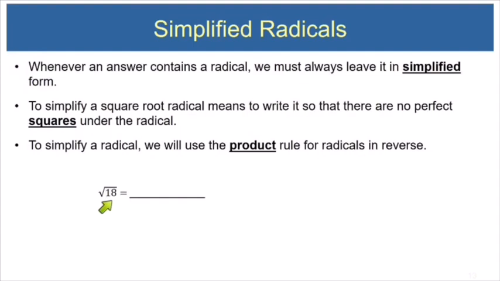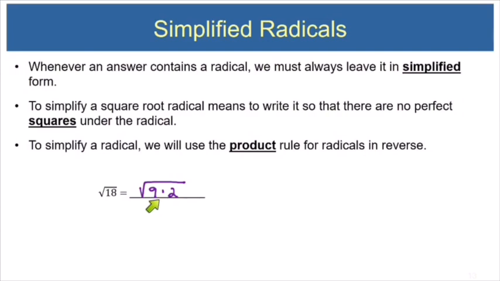If you wanted to simplify, for example, square root of 18, well, you would split the 18 into two factors, and you need to make one of them a perfect square. So if you think about the numbers that can be multiplied together to make 18, you might think of 3 times 6, but neither one of those is a perfect square. So let's go with 9 times 2. And again, I picked 9 times 2 because 9 is a perfect square.